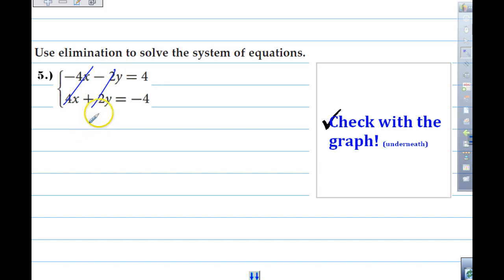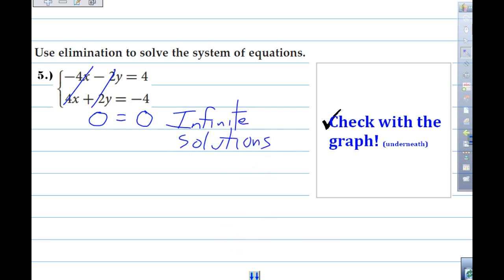So the left-hand side is 0. And right-hand side is 0. Therefore, the answer is infinitely many solutions. Yeah, infinitely many. So infinite solutions. All right. Which means, what does that mean if I try to graph these? What will it look like if I graph these two?